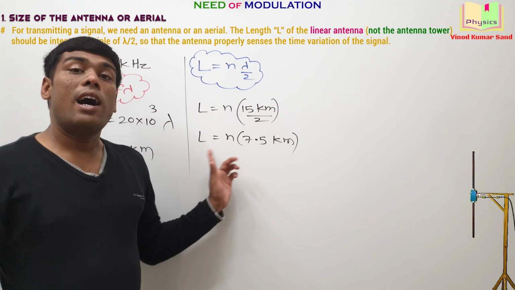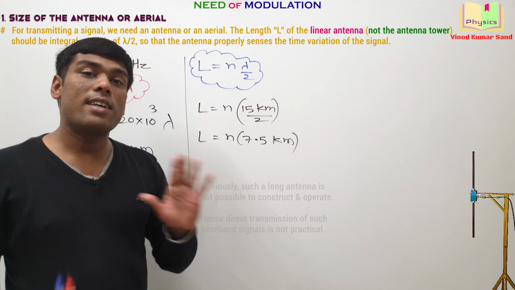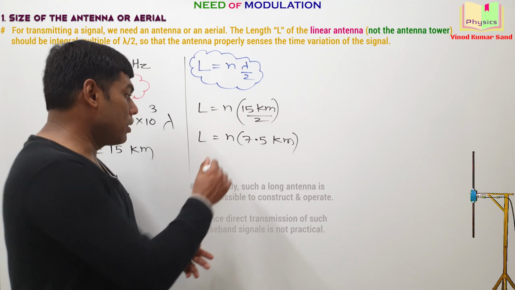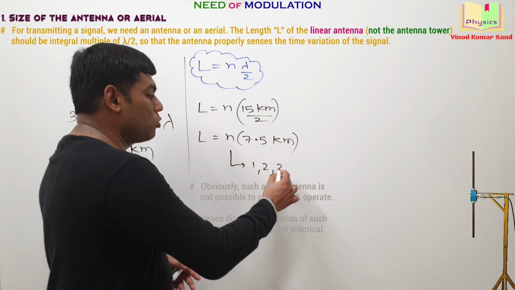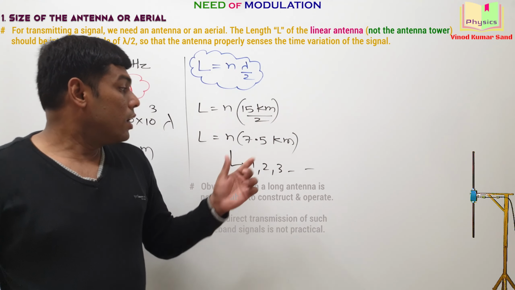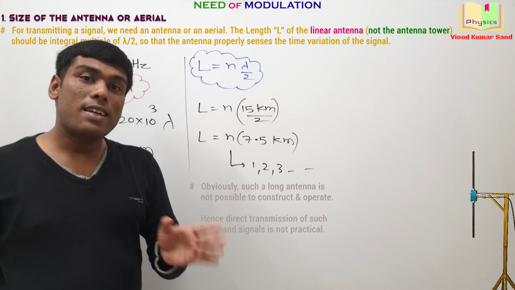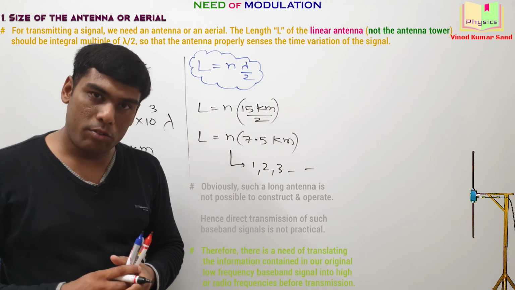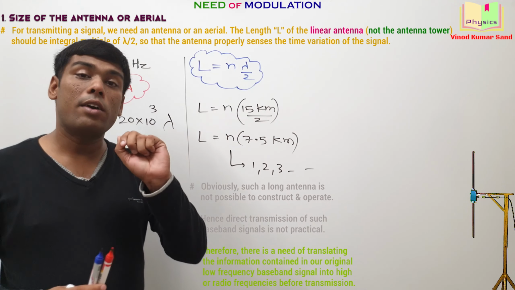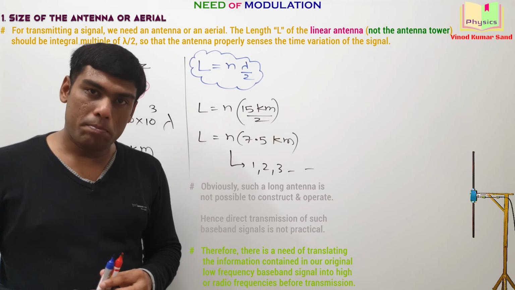Making an antenna of such a great length is practically impossible. This n is 1, 2, 3, any positive integer. So we need to use signals of higher frequency. Then we can have antennas of practical length.